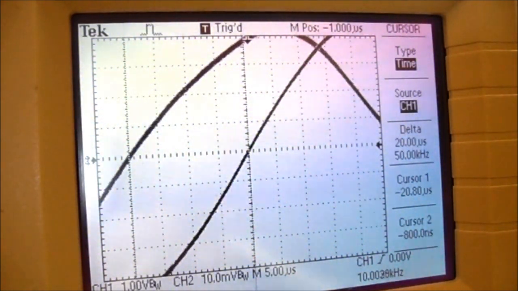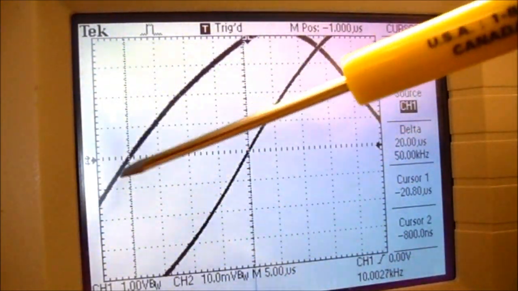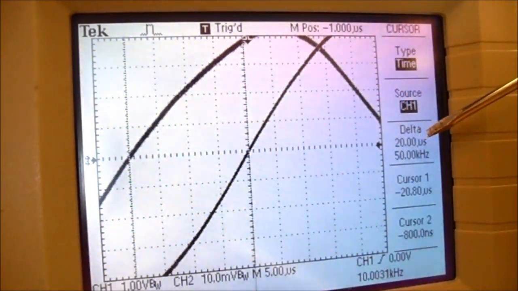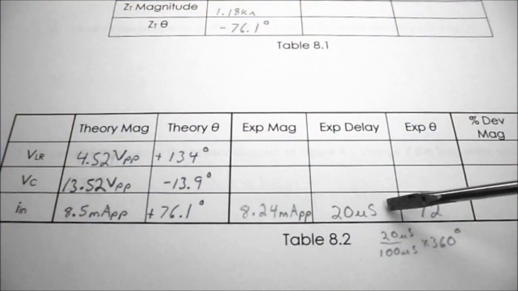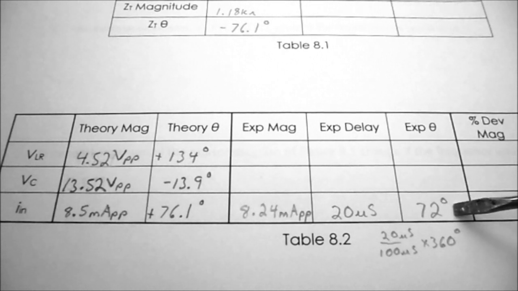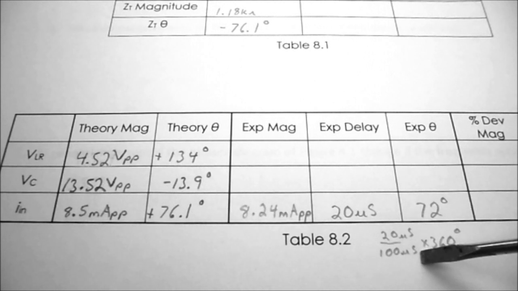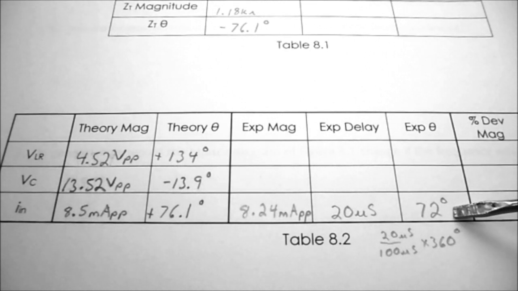Remember, that is V_in. So this is V_in. This is I_T. So I_T is leading, and it's leading by 20 microseconds. So in table 8.2, I've recorded my experimental delay as 20 microseconds. And to get the phase angle, I've taken 20 microseconds divided by the period of 100 microseconds times 360 degrees, and that is equal to 72 degrees.